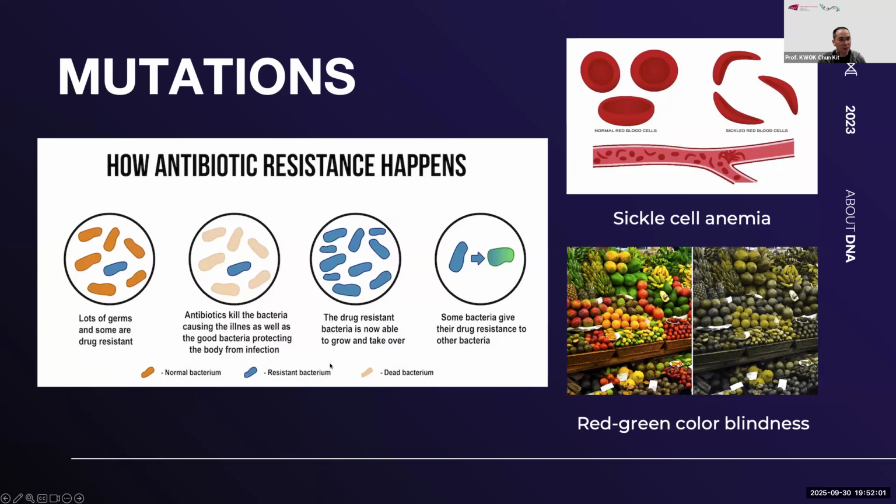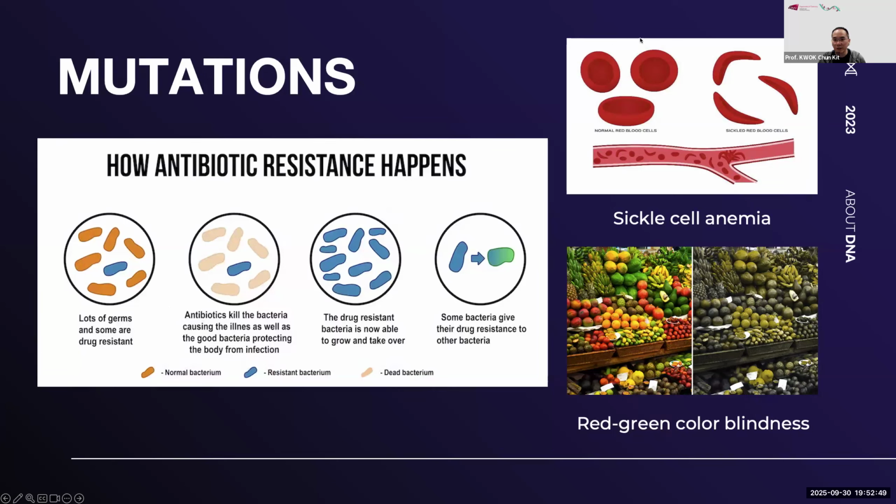So how antibiotic resistance happens is that there are a lot of germs and some are drug resistant when we treat them with antibiotics. Antibiotics will kill the bacteria causing the illness, as well as the good bacteria protecting the body from infection. And then the ones that survive the antibiotic treatment, which are also called drug-resistant bacteria, are now able to grow and take over the colony. And some bacteria will start to give rise to drug resistance in other bacteria as well. So this is how mutation could happen in bacteria.